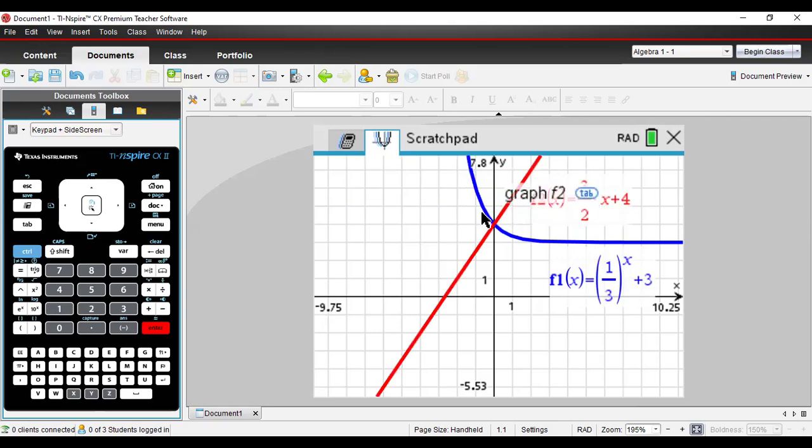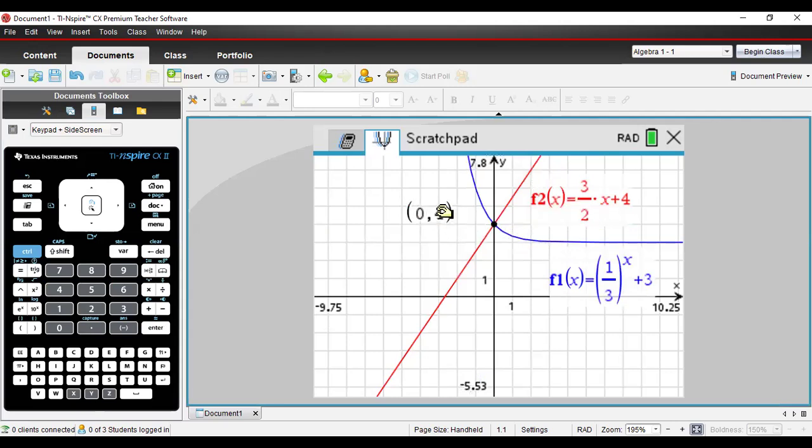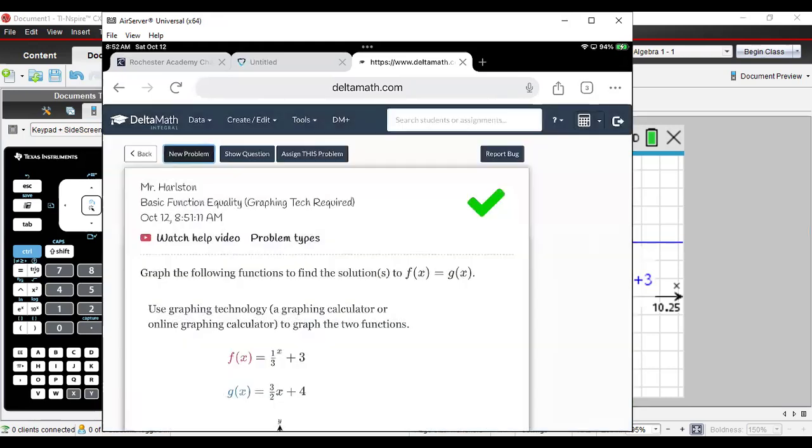It looks like the answer for this one is also 0, but we're going to do menu 64 to be certain. So we're going to go here, and there's the answer. We only want the x value, not the y value. So we would go here, and we would say x is 0. And then we would submit it, and it says nice job.